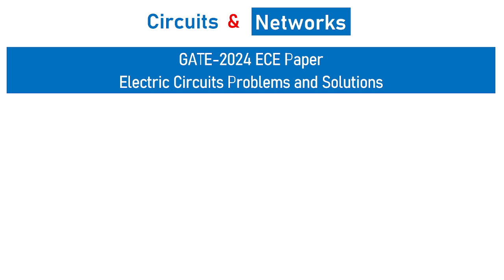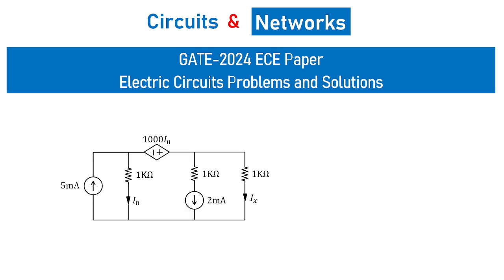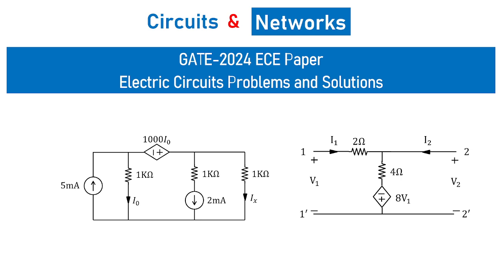In today's class, we are going to see electric circuits problems and solutions which were asked in GATE 2024 under the ECE exam. So you can see here we have two different problems which were asked in 2024 for 1 mark each, and directly it was a fill in the blank type of problem. How to solve this kind of problems we are going to see in today's session.